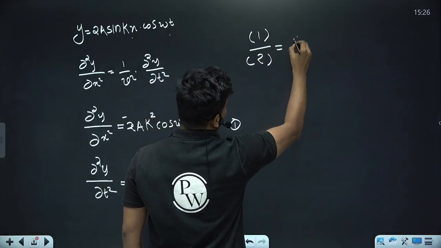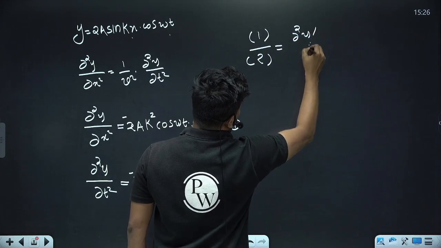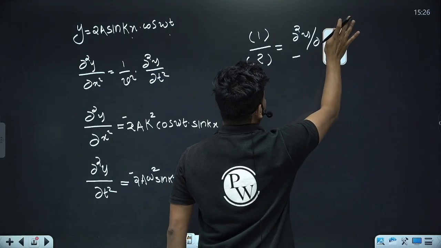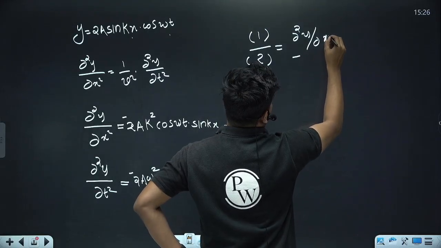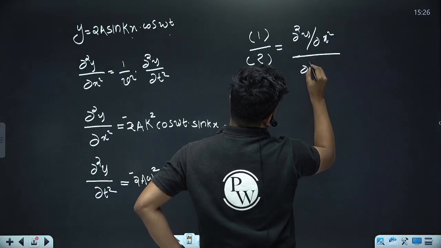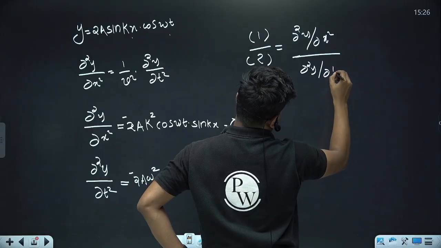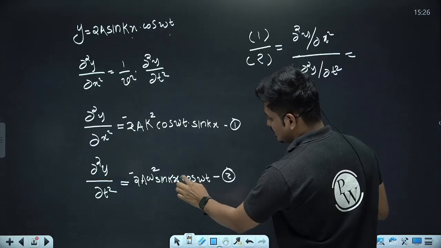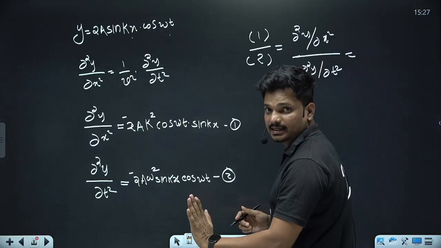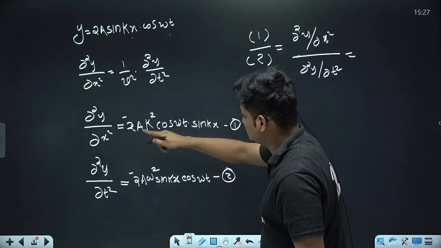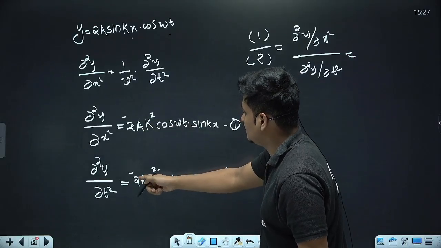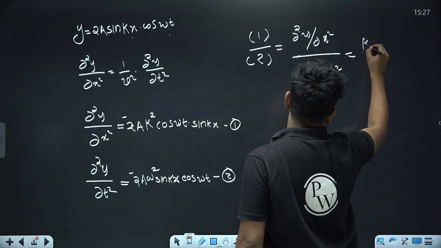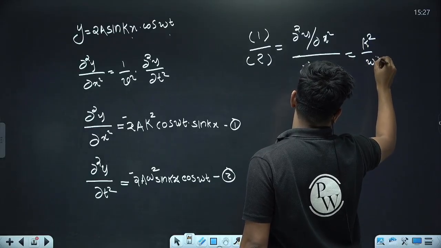So what we get? That means d square y by dt square upon dx square, okay, 1 by 2, dx square divided by d square y by dt square, that is equal to, this is cos omega t sin kx. So cos omega t sin kx, both are present in both equations. So 2a k square divided by minus 2a omega square. Finally we get what? What is k square by omega square?